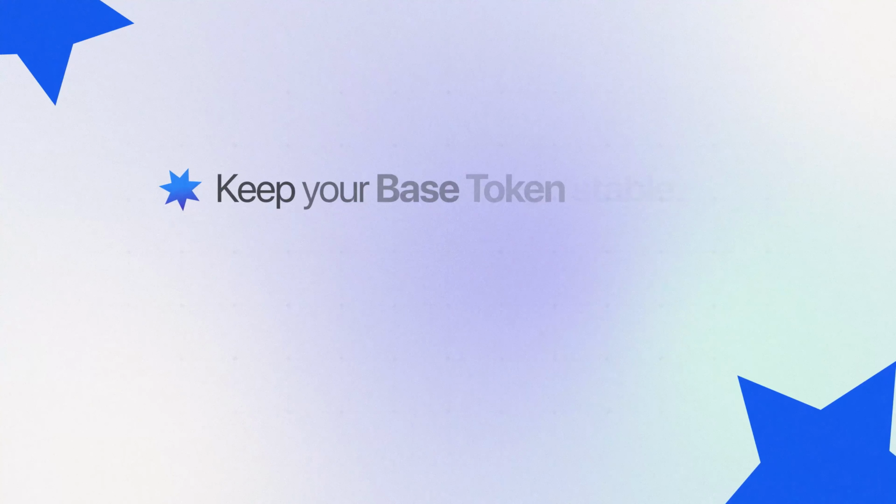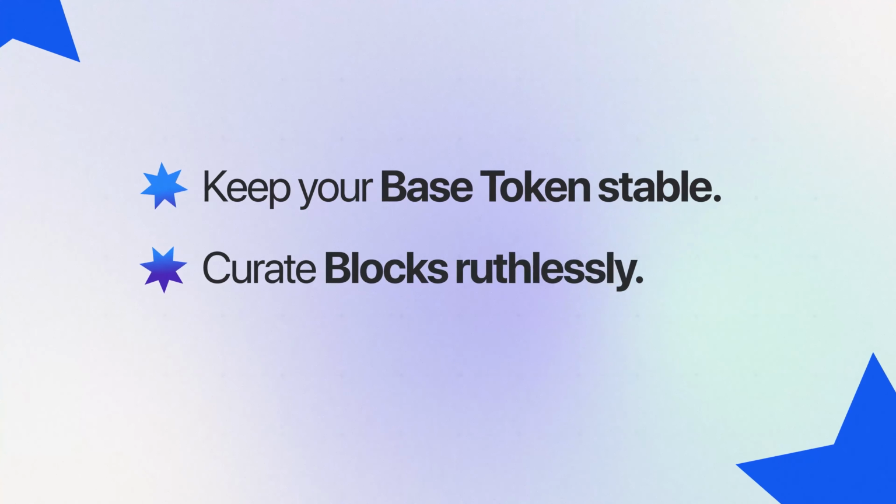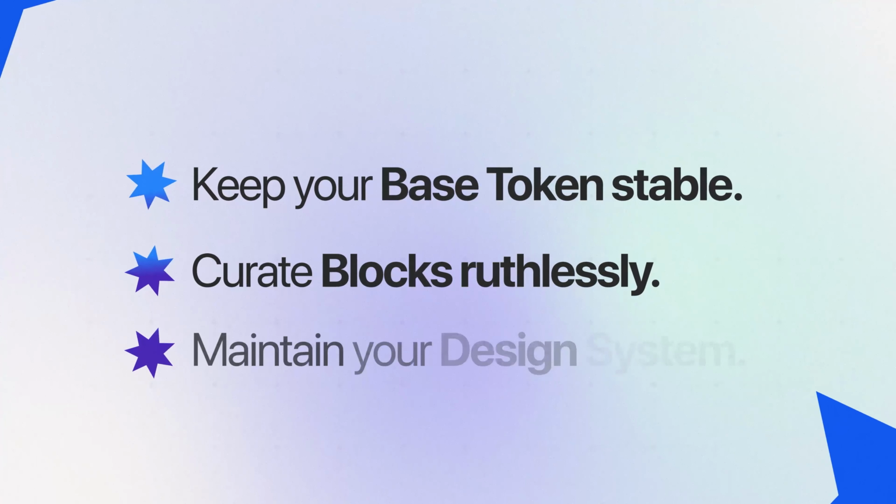So to wrap up, the atomic design methodology transforms your WordPress site from a fragile collection of pages and posts into a robust, scalable system. By organizing your design into atoms, molecules, and organisms, you ensure that a single update cascades everywhere instantly, giving your team the freedom to publish fast without ever breaking the layout, and without the need to wait on a developer to push any code. Just remember the golden rules from NASA and Disney. Keep your base token stable, curate your blocks ruthlessly to avoid clutter, and maintain the design system as your needs evolve. Build the system right, and you'll stop redesigning websites and start growing them.